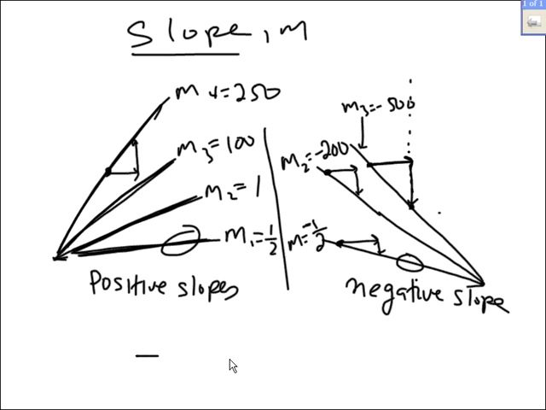Now, if you have just a horizontal line, the slope is 0. So horizontal lines have no slope. There's no steepness associated with them. A horizontal line, it's level.